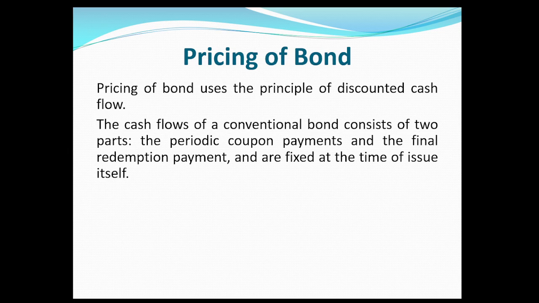The cash flow of a conventional bond consists of two parts. Number one, the periodic coupon payments, and number two, the final redemption payment, and these are fixed at the time of issue itself. What does it mean? Valuing a bond is relatively easier than valuing equity shares or derivatives, because in case of equity shares and derivatives, return is not certain, but in case of a conventional bond these things are certain, because you know in the future how much interest you will get, as well as at the time of redemption what amount you will get. So it is comparatively easy.